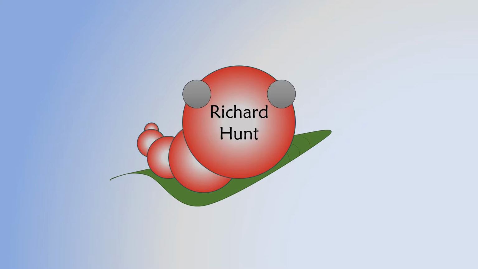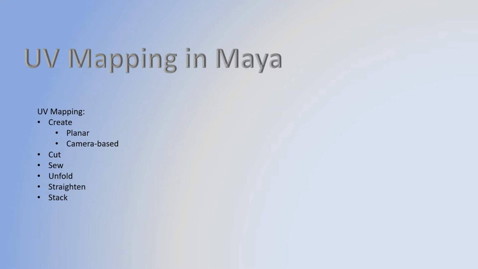So what we're going to do here is learn how to create UV maps within Maya using a combination of planar views and camera views and cutting and unfolding the different elements.